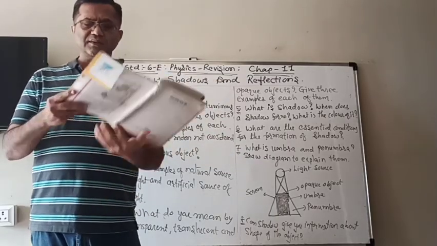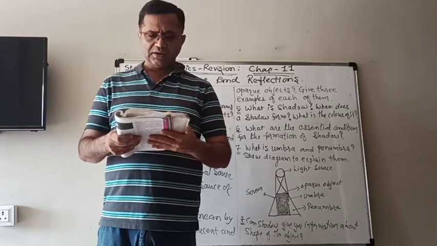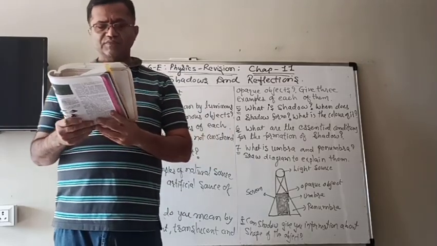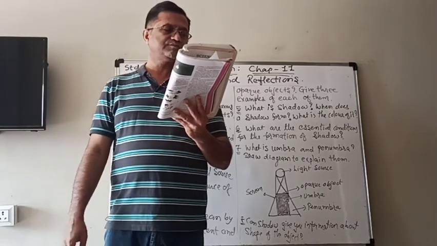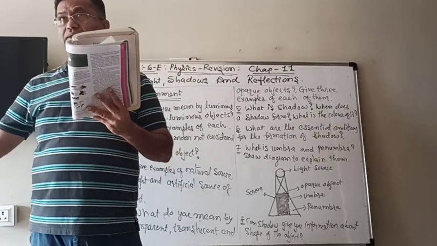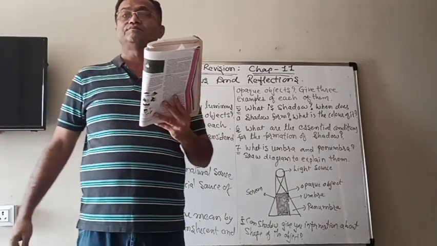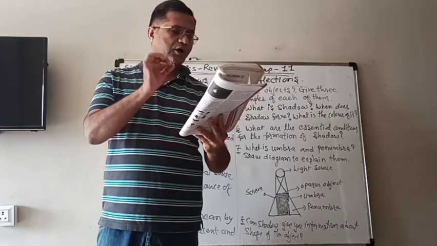So when opaque objects come in the way of the sunlight, then that black dark patch, either on the ground or on the screen or on the wall, is known as the shadow of the object.